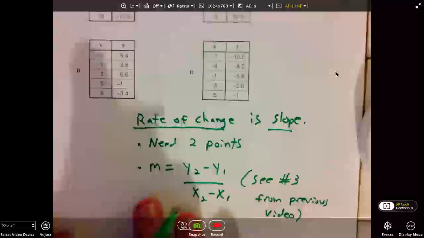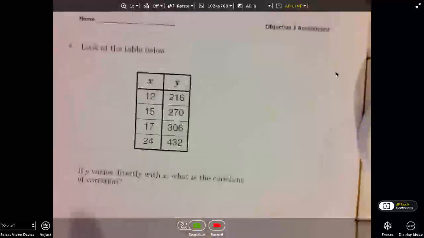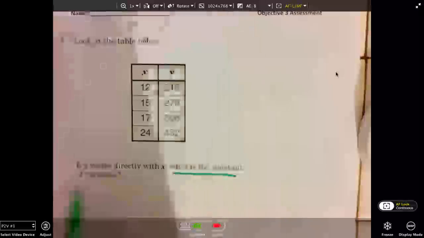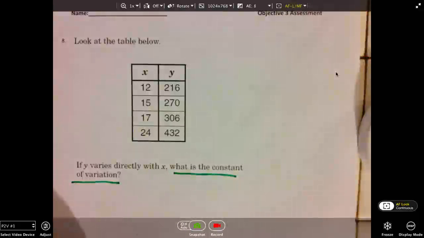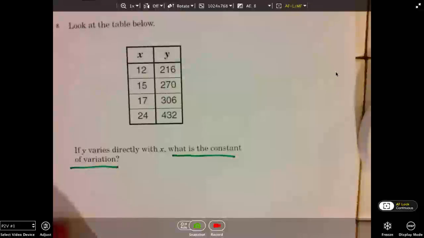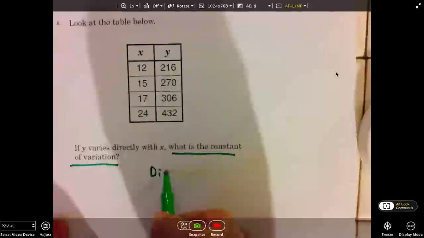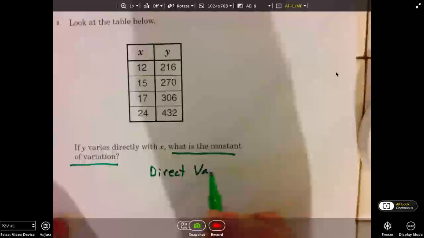All right. Next is number 8. Get to the question sentence. What is the constant of variation? Well, this is a term that you may not be familiar with, but it's a synonym for slope. The constant of variation comes from our direct variation equation.